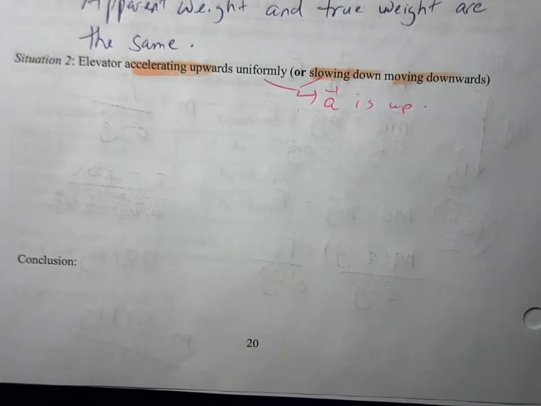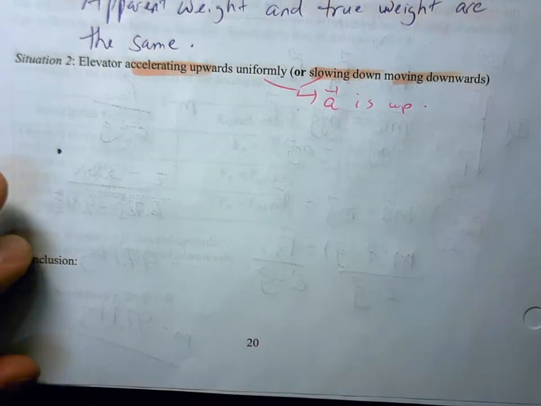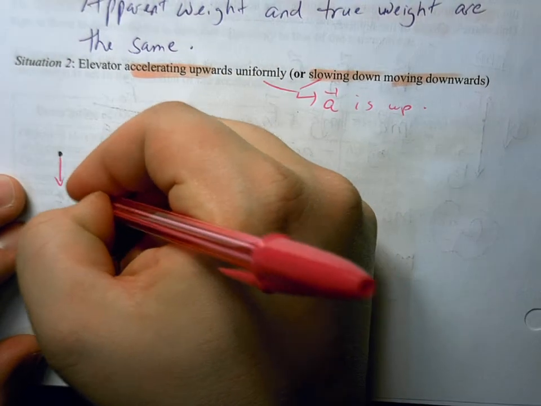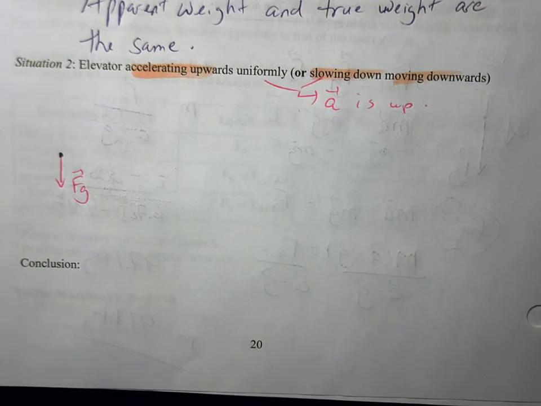So we're going to draw a free body diagram. In this situation, we're still going to have a force of gravity acting on the person inside the elevator. But this time, based on the scenario, because the acceleration is directed up, the acceleration and the net force have to go in the same direction.